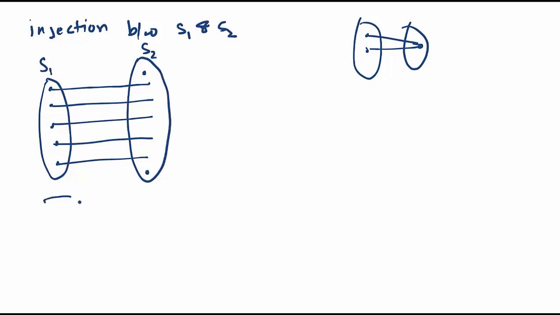So if we need to check when injection is possible, then we can say that whenever the cardinality of S1 is less than or equal to the cardinality of S2, then we can have an injection, right? I hope this is clear, because S1 should have fewer or equal elements than S2. So let's suppose the cardinality of S1 is M and cardinality of S2 is N, then M should be less than or equal to N, right?